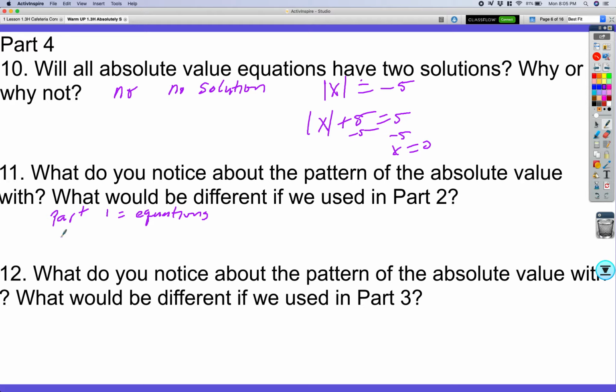And then in part 2, it was inequalities. And then what we talked about, these were AND problems. It was between two sets of numbers and all the values in between. It had to satisfy both of these.